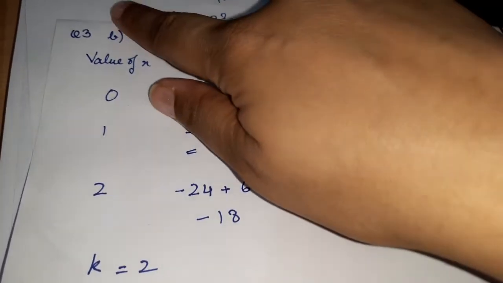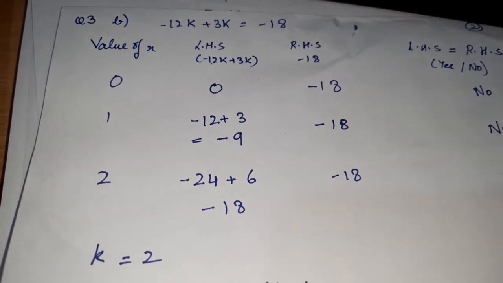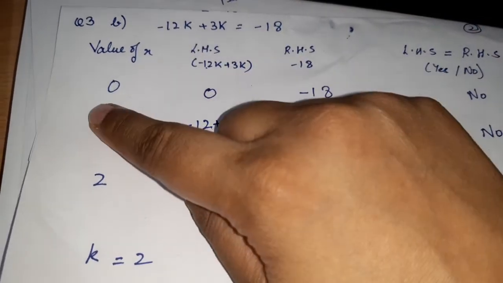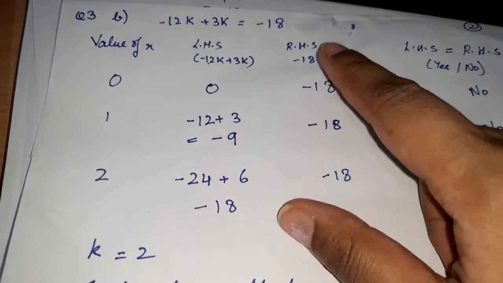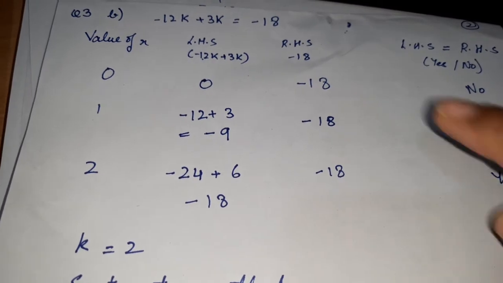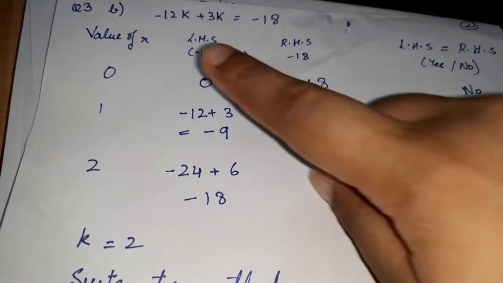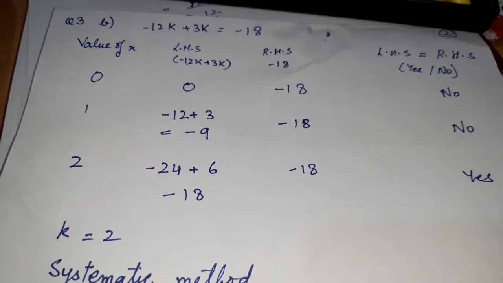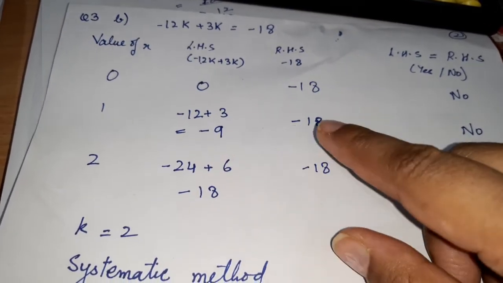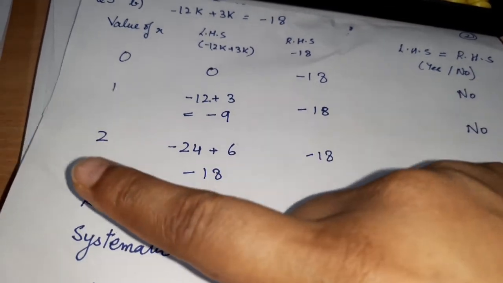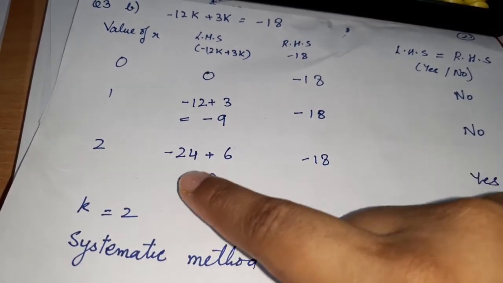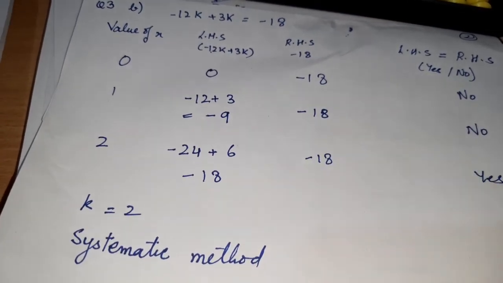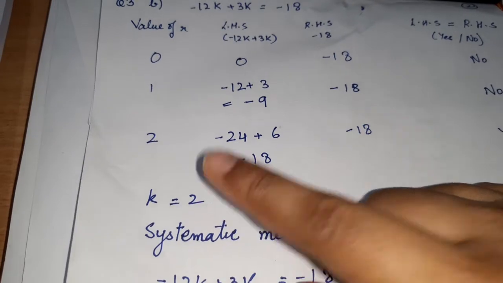Now in question 3, we have to solve using the trial and error method and systematic method. So the question is this. I'll take 0. LHS 0 हो गया. RHS minus 18 है. So they are not equal. So 0 is not the solution. 1 minus 12 plus 3 minus 9 minus 18. So this is also not the solution. Now I'll take x is equal to 2: minus 24 plus 6 is minus 18, minus 18. LHS is equal to RHS. Yes. So k is equal to 2 is the solution.